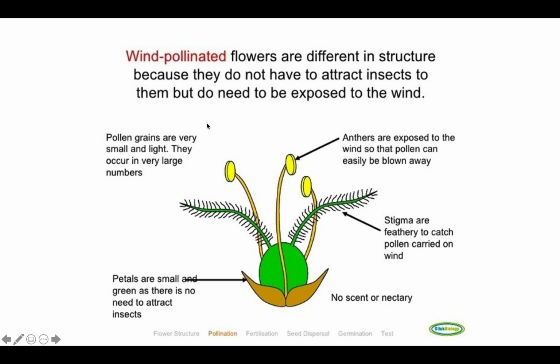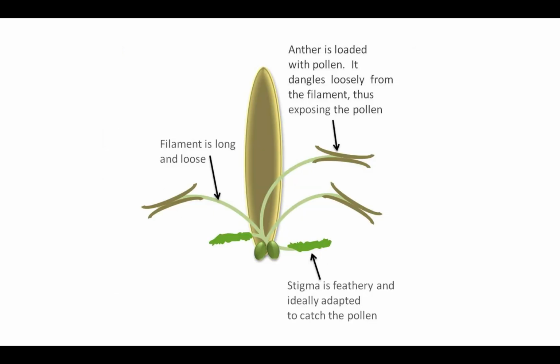So that's a summary of wind pollinated flowers. We said the anthers are exposed, the stigmas are feathery, there is no scent, the petals are usually small and green, and the pollen grains are very small and light. That's another picture. Stigma is feathery, the filament is long and loose, and the anther is loaded with huge amounts of pollen.